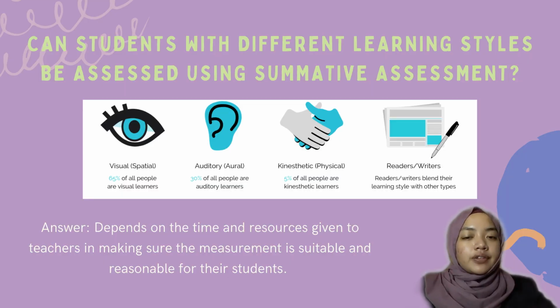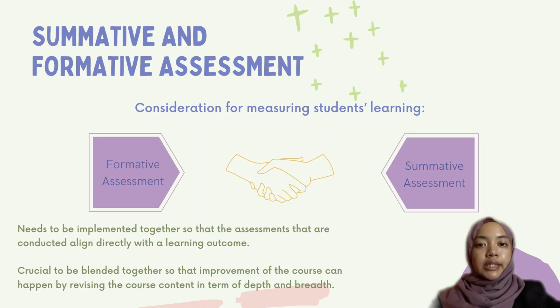The existence of different learning styles has made it hard for summative assessment to be the only way to assess students' learning. However, if an abundance of resources and time are given for teachers to explore their pedagogy abilities and approaches, then eventually students with different learning styles get to benefit from this type of assessment. In a nutshell, summative and formative assessment should be conducted together in assessing students' learning because just evaluating students' performance by the end of the course is not enough. These two assessments should be conducted together to align with a learning outcome that caters to students with different learning styles.